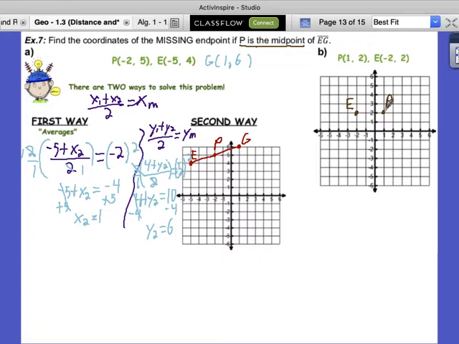So where will the other endpoint be? Will it be over here on the right or on the left? It'll be on the right, because P has to be the midpoint between the two. So how far up or down did I go from E to P? I went to the right 3. Did I go up or down at all? No. So I'm just going to have to go to the right 3, up or down not at all. And that's where G is. So I'm going to say G is at 4, 2. I found my missing endpoint.